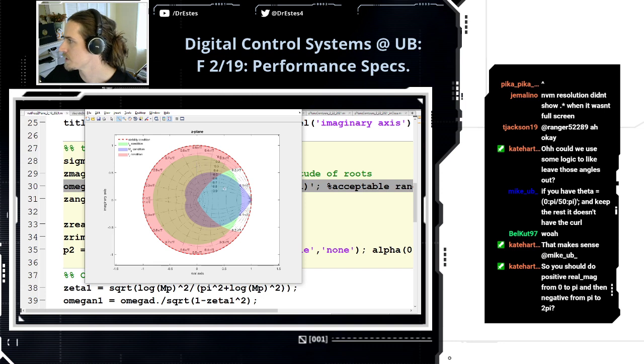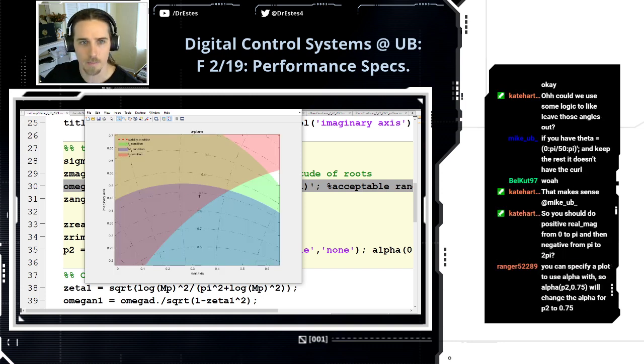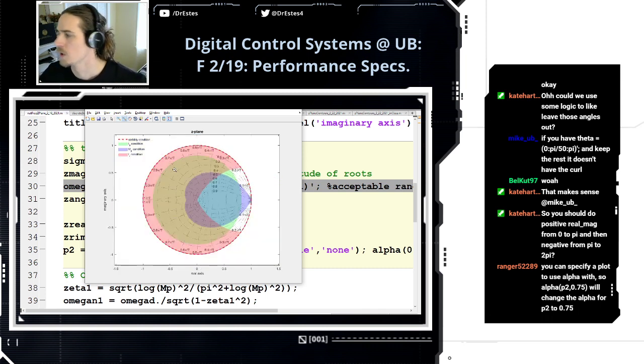And so you can zoom in here, and you might be like, hey, I want to place a root right here. So this is where we're going.